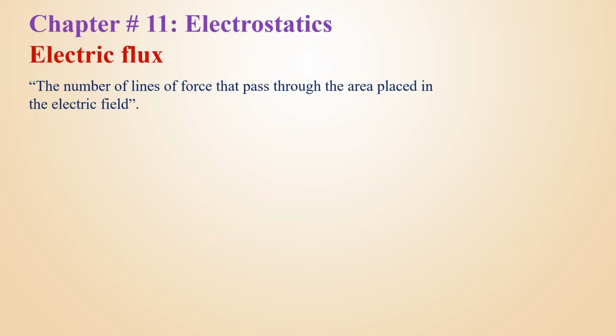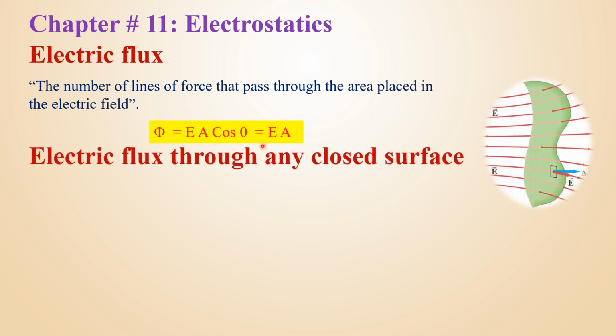In lecture number 1, we discussed the electric flux and its formula. Electric flux is defined as the number of lines of forces that pass through the area placed in the electric field, and its formula is phi equals EA cos theta. For maximum flux, we put theta equals 0 and we get phi equals EA cos 0, which is equal to EA. But this formula is for flat surfaces where the electric field is uniform.